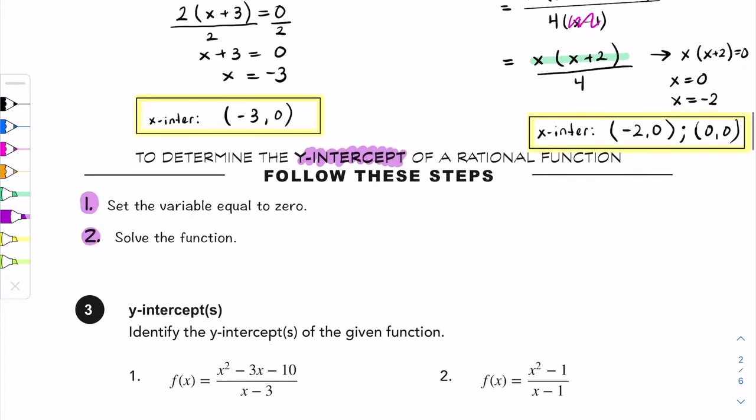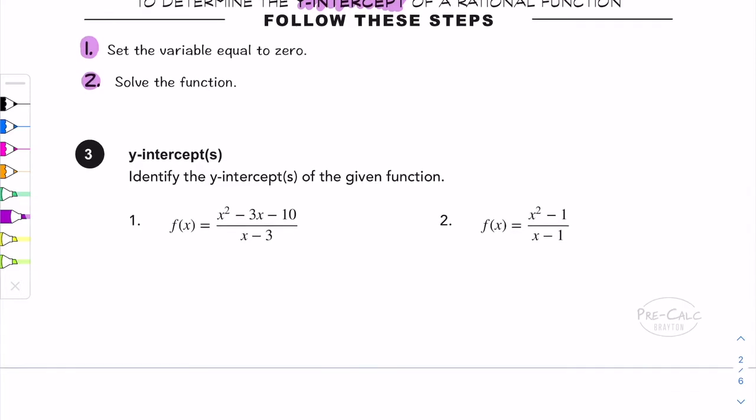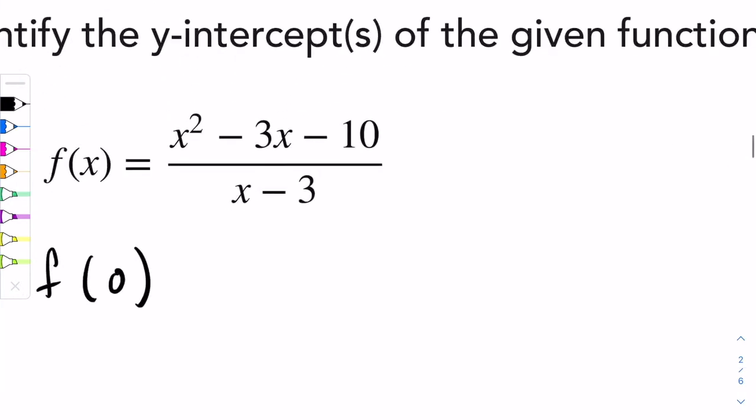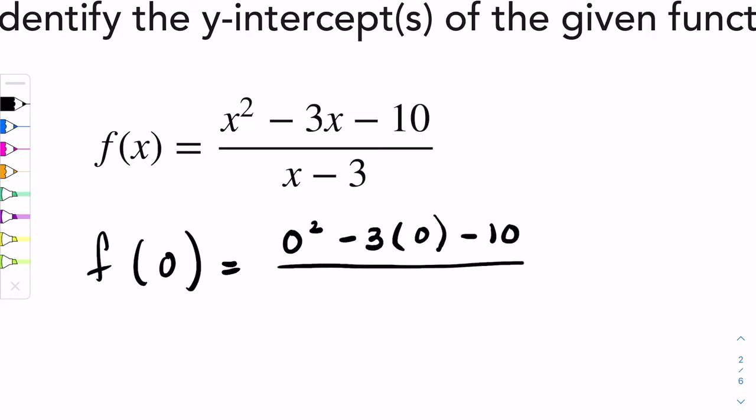I know sometimes it says f of x, but f of x or y are the same thing. I'm only going to go over the first example here. I think that finding the y-intercept is something we've done quite a bit this year. If we substitute 0 in for x, so setting the variable equal to 0, we have 0 squared minus 3 times 0 minus 10 divided by 0 minus 3. And again, I substituted 0 in wherever I previously had a variable.